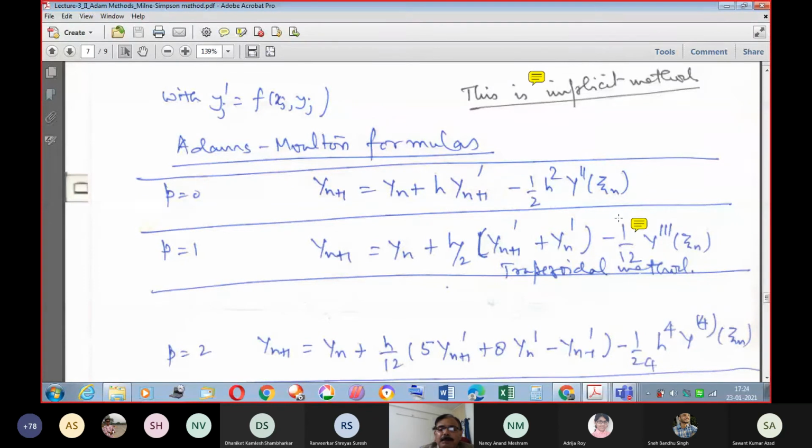Why is it called trapezoidal? You just see the trapezoidal rule, what you do there. If you remember, what is the trapezoidal integral? Can anybody recall that? 1 by 2 of first point value, last point value. Do you remember the trapezoidal rule for the integral? No, sir. Integral f(t) dt from x naught to xn.